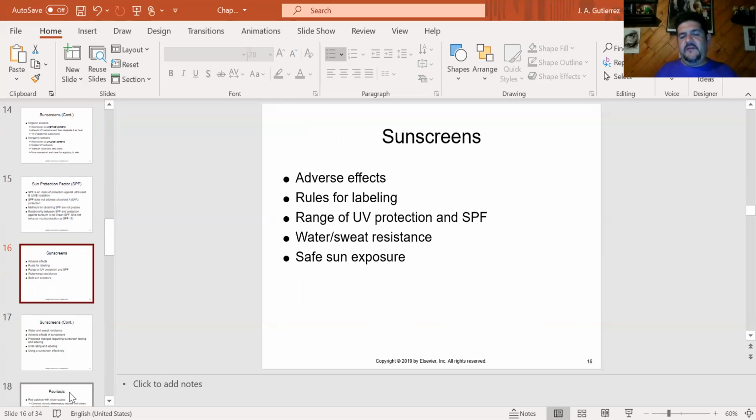Regarding sunscreen, adverse effects are minimal. We need to advise the patient that depending on how sensitive they are to sunburns, they need to get a higher SPF sunscreen. And when they go to the beach or the swimming pool and apply that sunscreen, the water and sweat may wash it off. So every 2 hours, it's advised for them to reapply a layer of sunscreen.